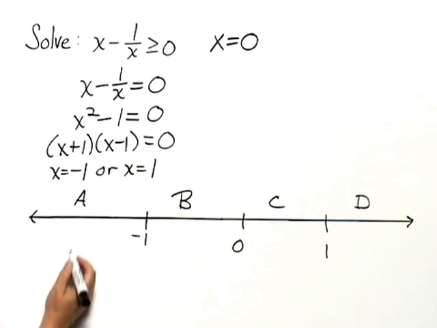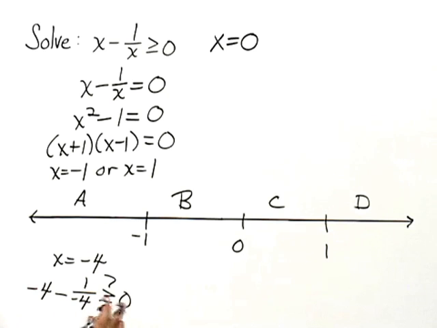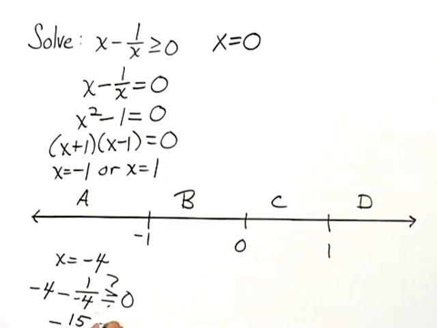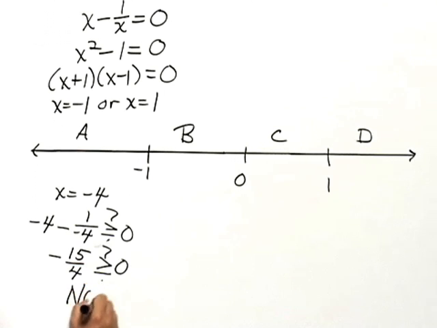So let's start with interval A, and we pick an x value in here. Let's just try x equals negative 4. Then we ask ourselves, is x minus 1 over x greater than or equal to 0? That would be, is negative 4 minus 1 over negative 4 greater than or equal to 0? Well, negative 4 minus 1 over negative 4 is negative 15/4. Is that greater than or equal to 0? Well, no, it's not. So this interval will not be part of our solution set.